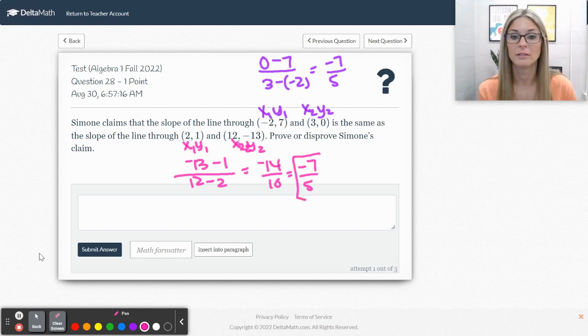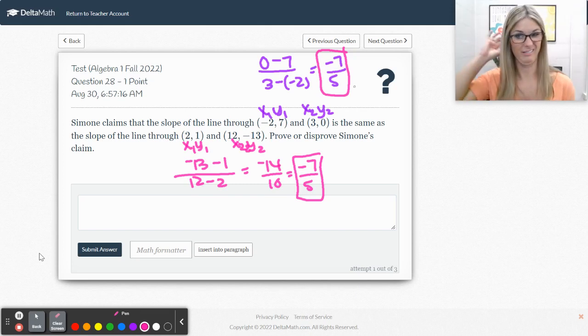So yeah, I did get the same slopes. The second one had to be reduced. But yeah, they had the same slopes. Now, it doesn't mean they're the same line. She only claimed that the slopes are the same, so we're good. But it's not the same line necessarily. It could be. I don't know.